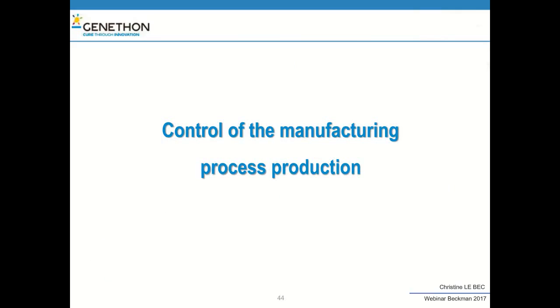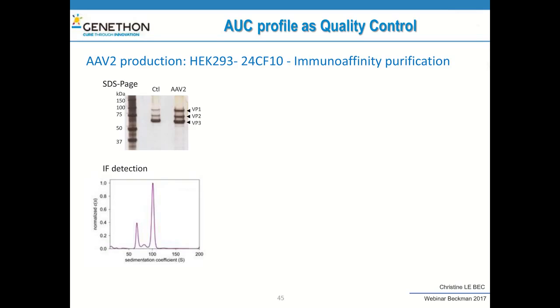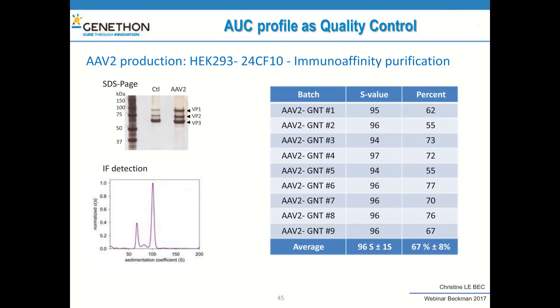In the last slide, I would like to show you the control. We use this technique just to control the manufacturing process productions, and we have a few examples. We did this for some AAV2 productions in adherent cells, a human cell line. On the left panel, you can see the SDS-PAGE, the VP profile, and on the bottom, you can see the AUC profile of one of the batches.